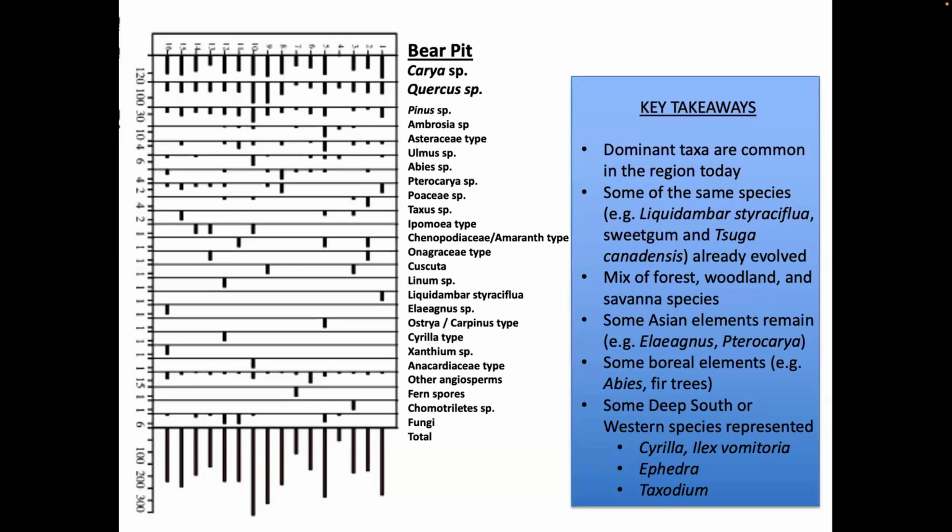There also still are some Asian representatives here, like Elaeagnus and Pterocarya. Pterocarya is an Asian member of the hickory family. Today, they don't occur anywhere naturally in America. They only occur in the wild in Asia.